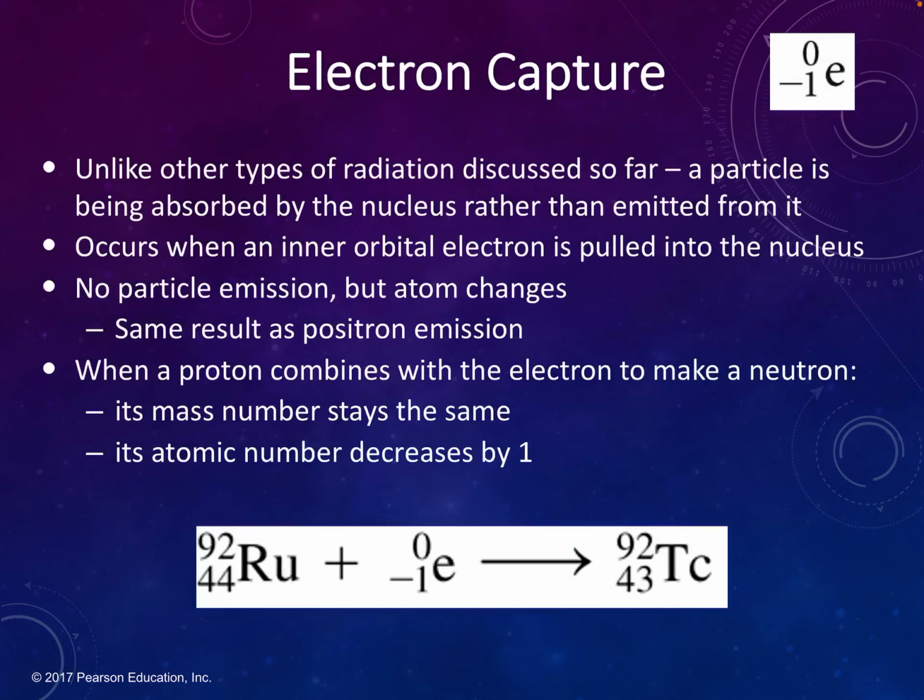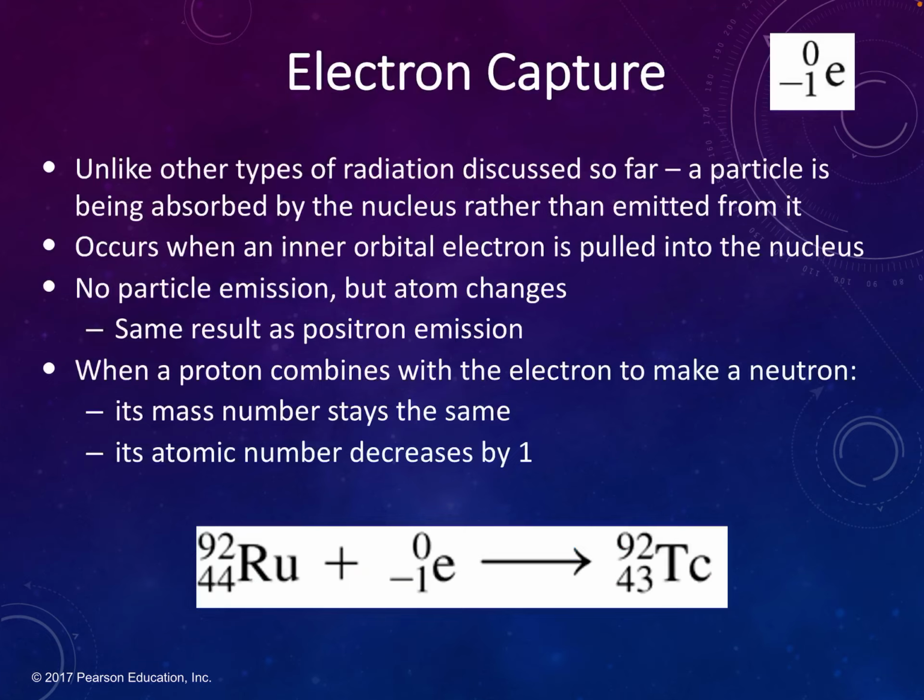And then lastly, electron capture. This is different than the other types of radiation we've discussed so far because nothing is being released from the nucleus. Nothing is being emitted, right? This one, we have something being absorbed by the nucleus. What happens is that an electron from one of the inner orbitals, one that's really, really low energy, can get pulled into the nucleus. And when that happens, a proton will combine with that electron and they make a neutron, because the positive and the negative make neutral.